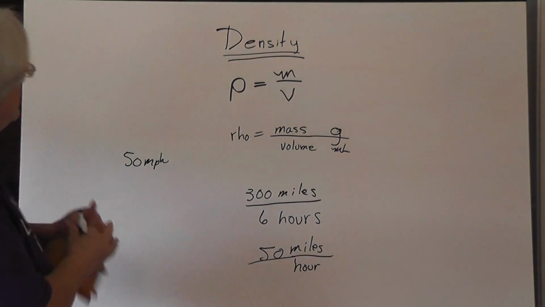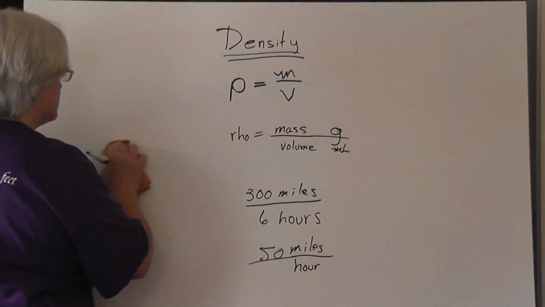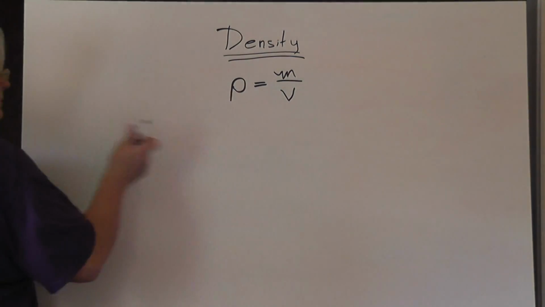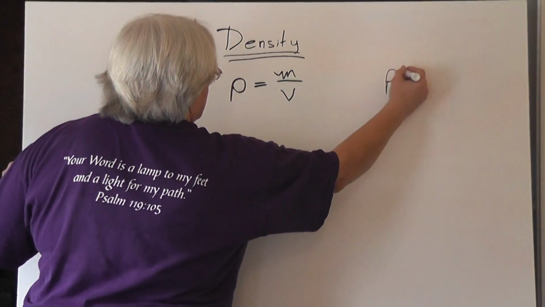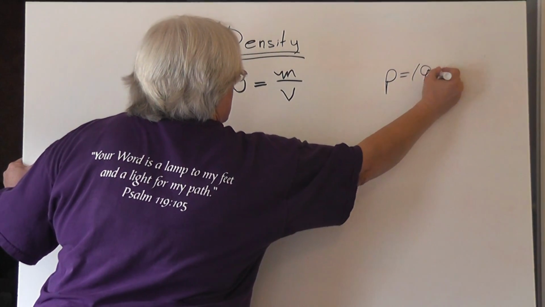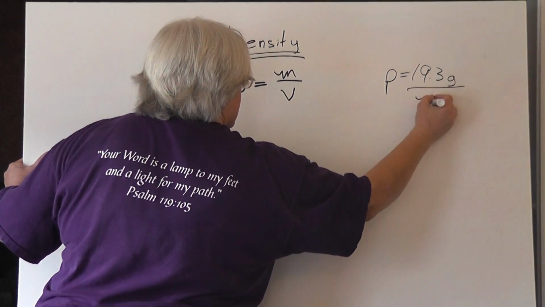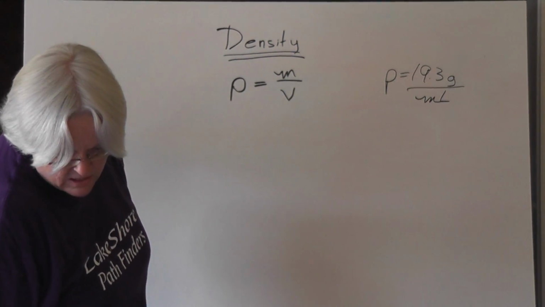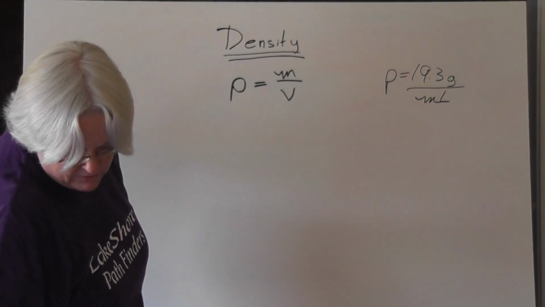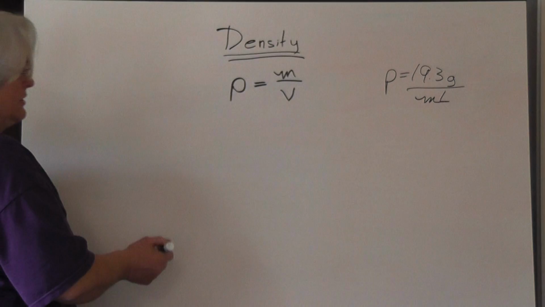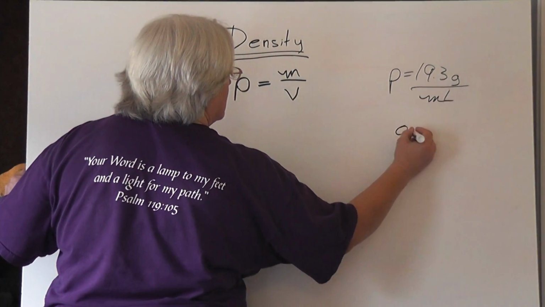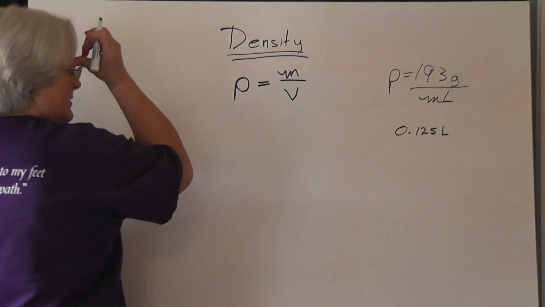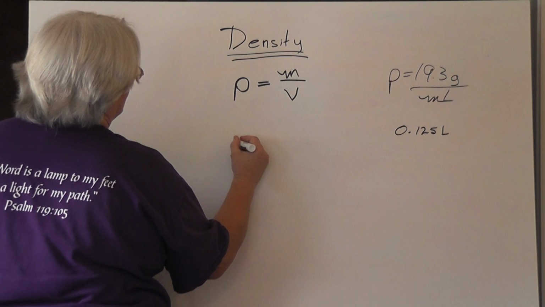So all we have to do to begin this is substitute in the information that we have. So what do we know? Well, we know the density of the gold is 19.3 grams per milliliter. Is that what it says? Don't let me write something wrong. Grams per milliliter. And he measures the volume of this nugget to be 0.125 liters.